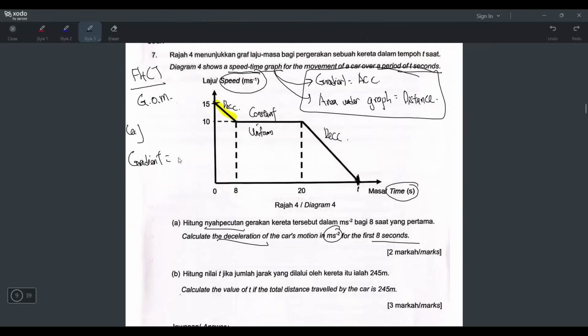Okay, tapi gradient tu kecerunan. You nak cari kecerunan garisan yang mana? Ada banyak garisan. Which line you want? Of course, the first 8 seconds. So this one is 0, 15 and this one is 8, 10. And at the same time, check the unit also. Meter ms minus 1, right?